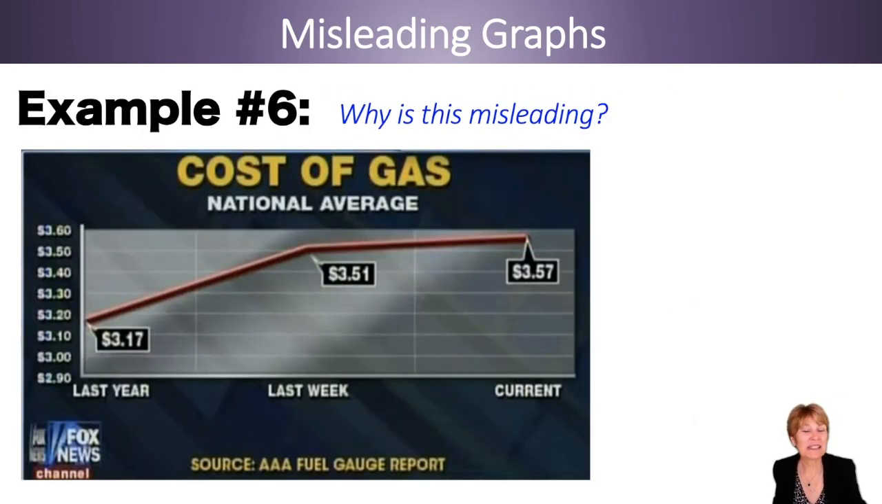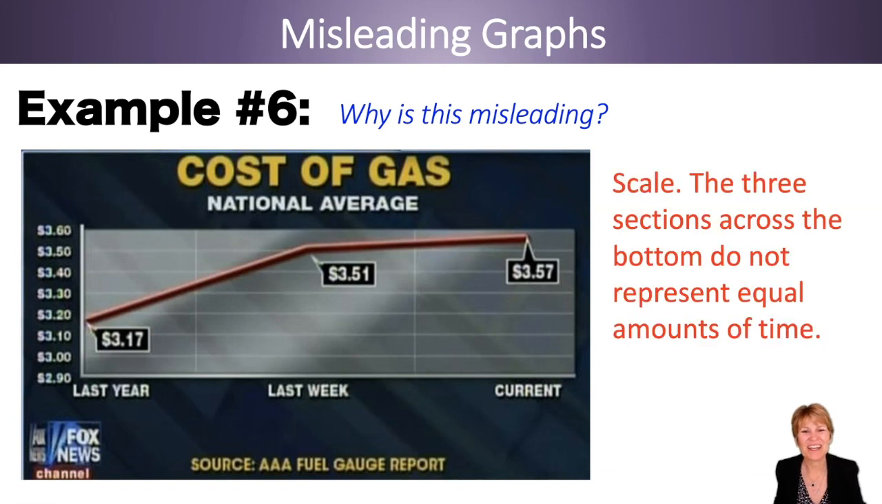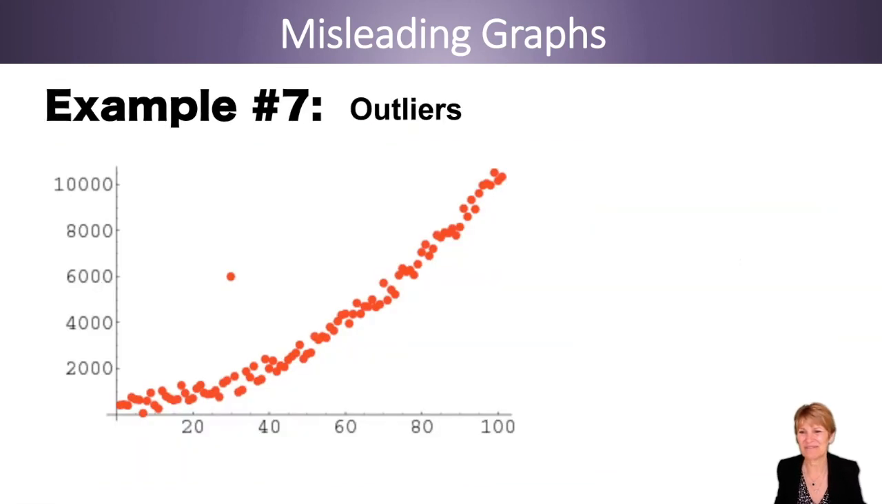Graph number 6, can you find the misleading details in this graph? Let's take a look across the bottom. This segment of time is last year, representing 365 days. This segment of time is last week, representing 7 days, but look how much bigger and longer it is than the first section. And here's representing the current. This today, this whole length of time is just for today. So your segments need to be consistent in what they're representing. So that scale is off.